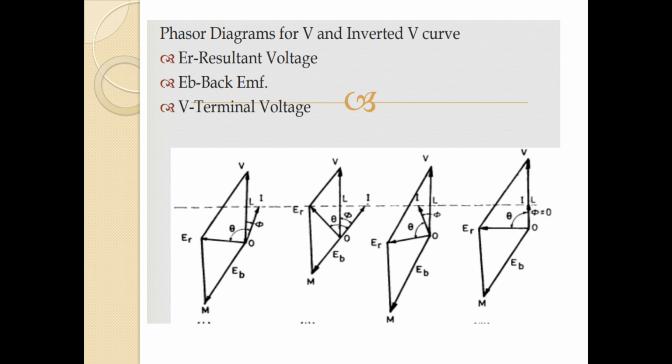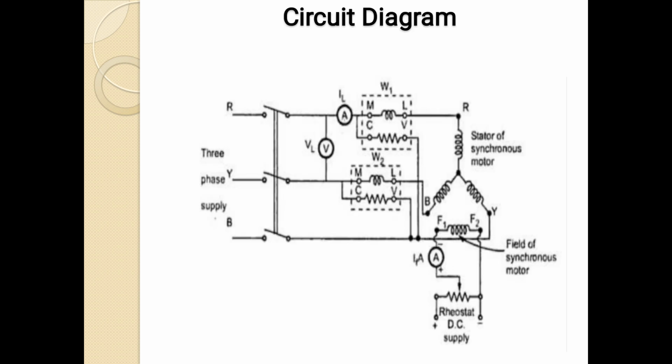This is the phasor diagram of V and inverted V curves. E_R is the resultant voltage, E_B is the back EMF and V is the terminal voltage. This is the phasor diagram of the synchronous motor.